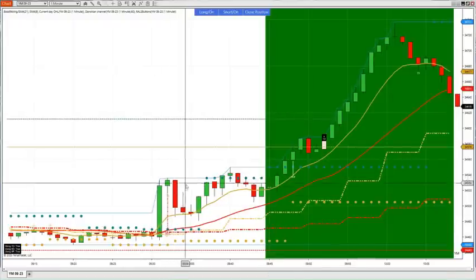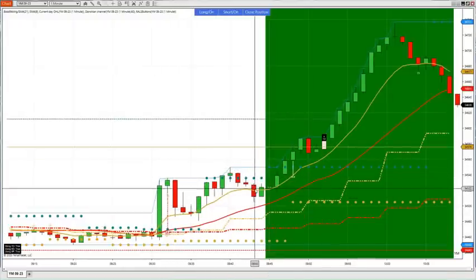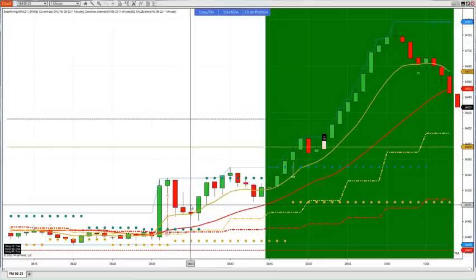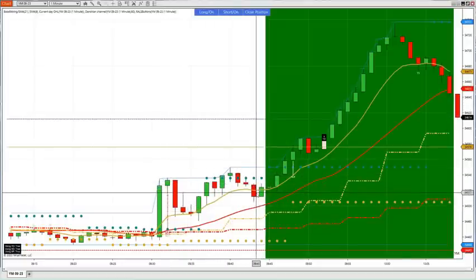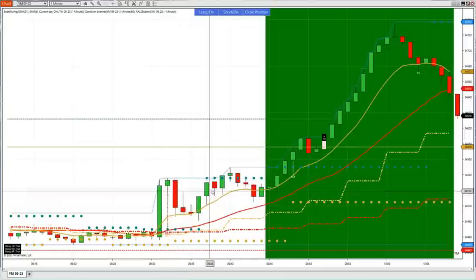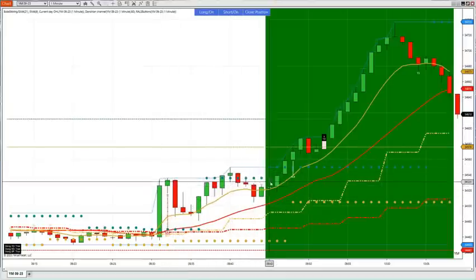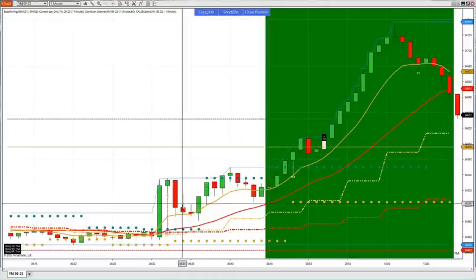We already had touch 1. We already had touch 2, which, by the way, touch 1 worked. Touch 2 worked. They both worked. They were both smooth pullbacks. They both went. But this was during the open, so we didn't have it running.